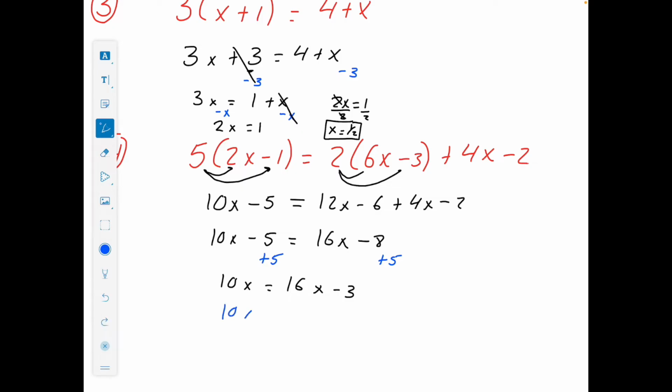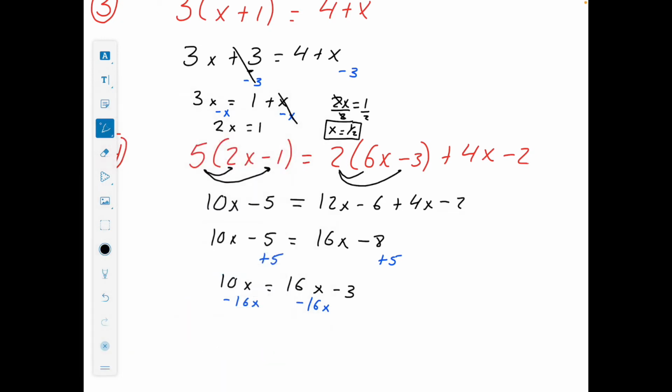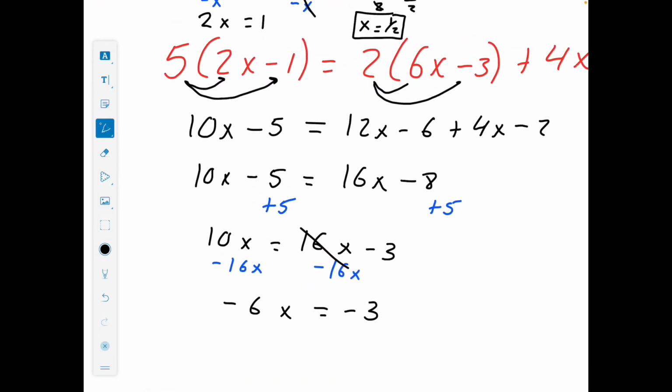So I need to get rid of this 16x. To make that 0, we need to subtract 16x. So what we'll have to do to both sides is minus 16x and minus 16x. So 10x minus 16x will be minus 6x. Minus 16x plus 16x minus 16x will cancel out, so we'll be left with minus 3.